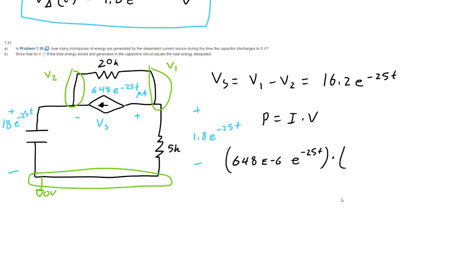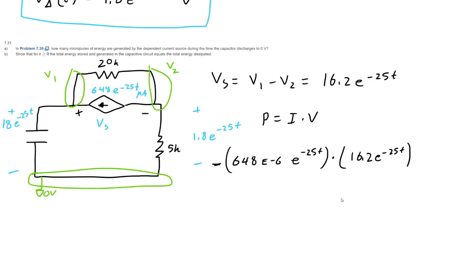So, oh, actually, I did it in the opposite direction here. I might have to do it like this. Bigger voltage on this side. So I was going to make this opposite. So let's see, 16.2 e to the minus 25t.